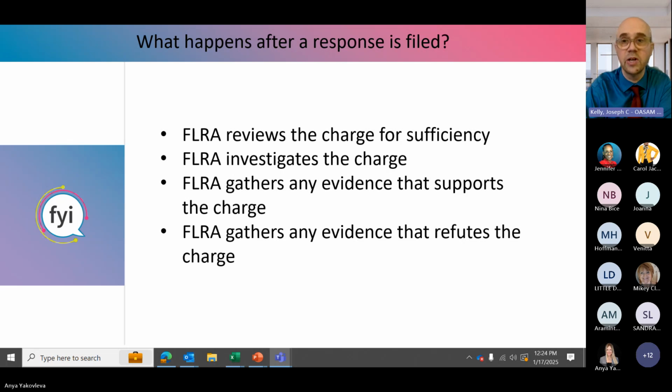where they investigate the charge. They review the documents that both the union and the agency provided. They interview the witnesses that both the union and the agency provided. And they may even speak to people who are involved. And the FLRA will independently gather any evidence that refutes the charge. They're purportedly a neutral body, and so they are looking for evidence that there was a ULP, and they're also looking for evidence that there was not a ULP.